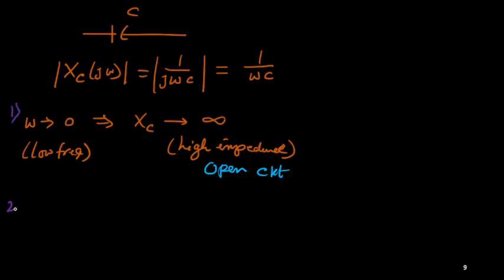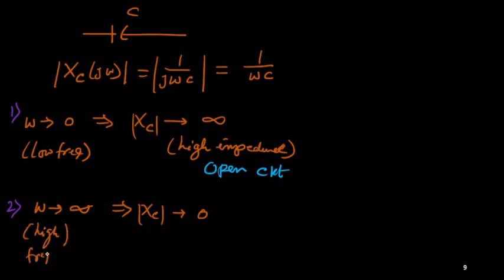And the second one is that if omega is close to infinity, very large, then what is happening? The magnitude of XC, 1 over infinity, will be close to 0. And 0 means very low. So it is a high frequency component that is applied. High frequency, and for that, low impedance is offered. And low impedance means if it is close to 0, it is short circuit. So that could be considered as short circuit.